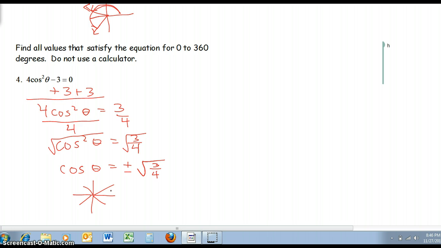Now, since I can't use a calculator, I'm going to figure out my reference angle by drawing myself a triangle. And so if this is my reference angle here, I know that over here is my opposite, here is my adjacent, and here is my hypotenuse. And I need to simplify this, so I'm going to get plus or minus. Remember, we're going to ignore the sign anyway. Square root of 3 I can't simplify, so I'm going to leave it as square root of 3. But when I take the square root of 4 from the denominator, I'm going to get 2.